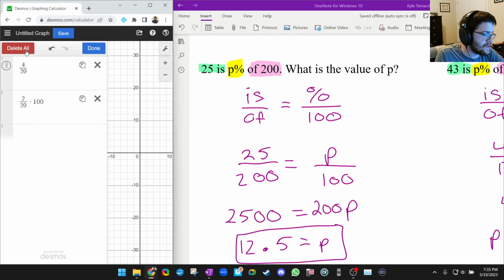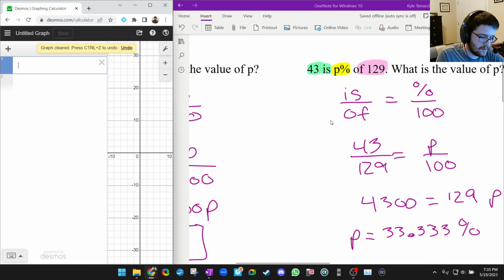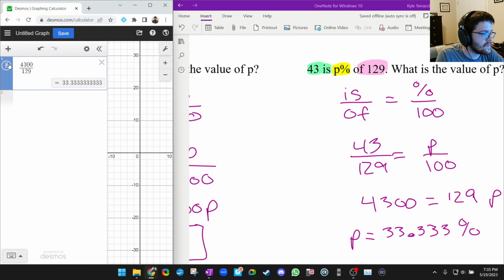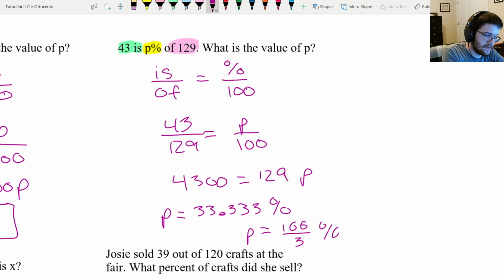So let's get rid of all this. What was it? 4,300 over 129. If I simplify that, I get 100 over 3. So you could write p equals 100 over 3%. Now that looks really weird, but it is technically correct. And they've done questions like this before.